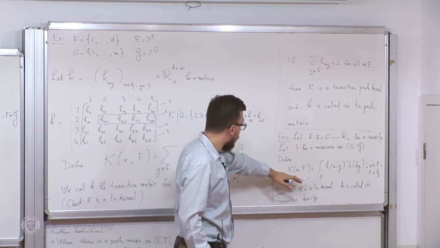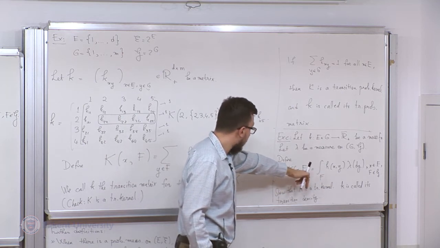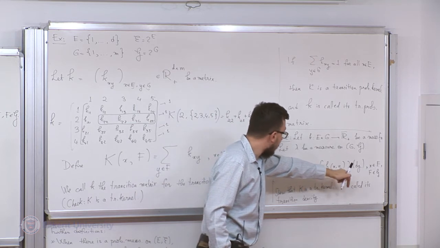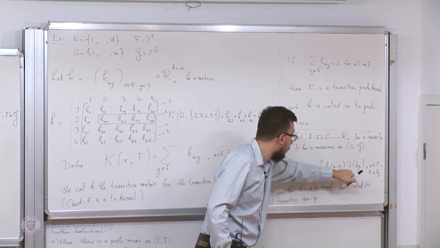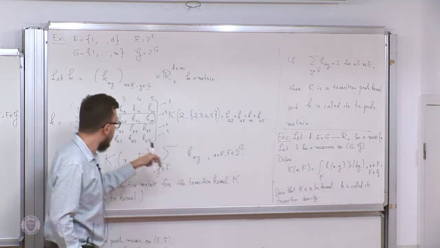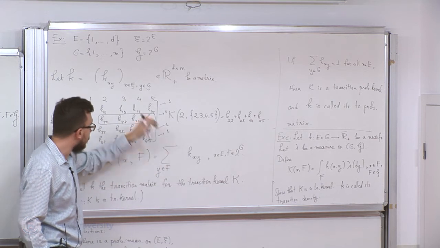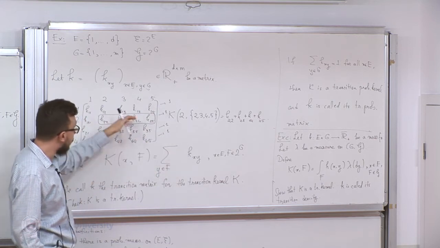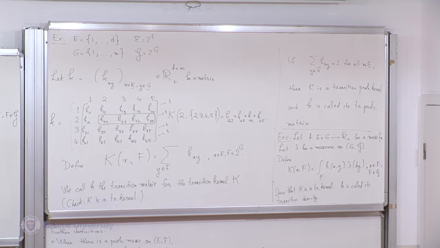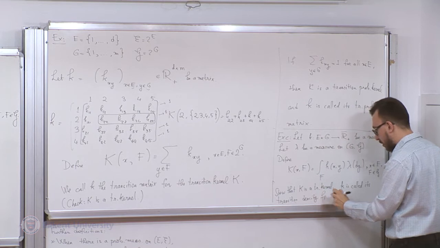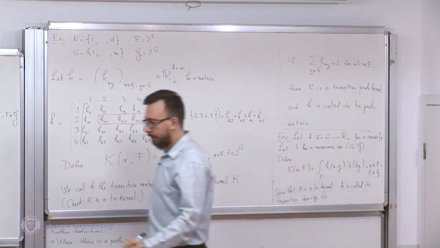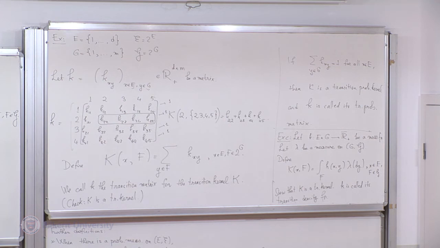To define a kernel, you need the second variable being a set. Therefore, you integrate this function with respect to the second variable using some measure on the second space. Okay? In that example, that measure is the counting measure on the second space. So you just add the entries of the transition probability matrix. So now it becomes a transition density function. Okay, very good.